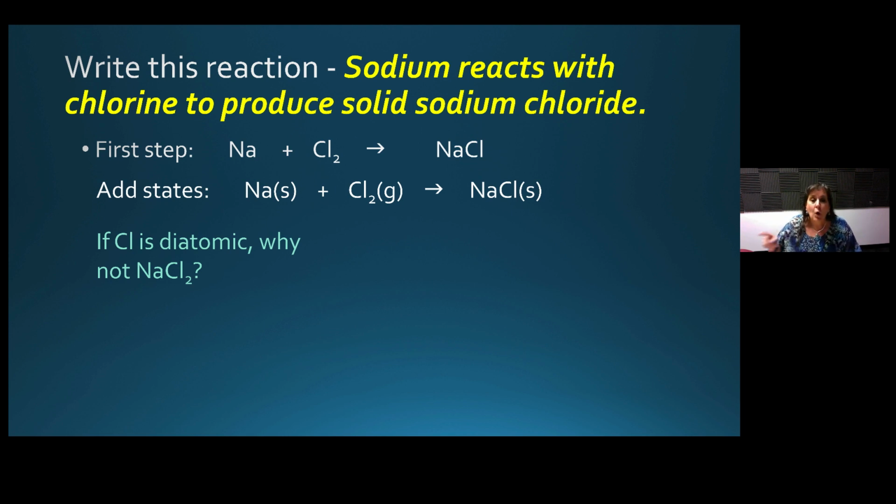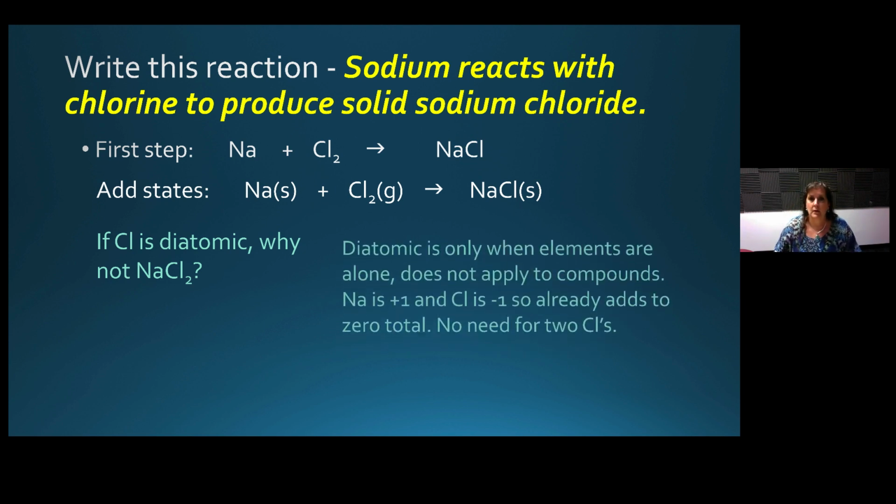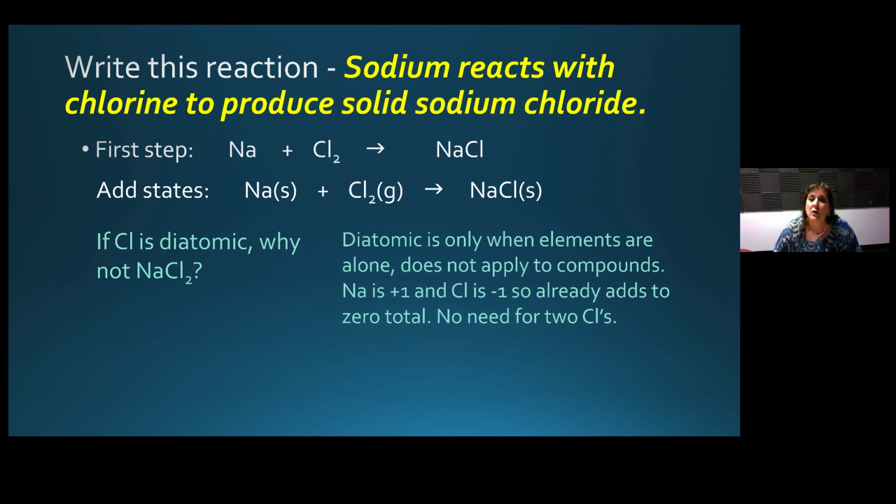So again, don't copycat. I call this copycatting. If you see that Cl2 and you want to bring the 2 over, that's wrong. Don't copycat. You never copy from the right side to the left side, or the left side to the right side. Never copy from the reactant chemicals to the product chemicals. So don't bring that 2 over. It's just NaCl, 1 Cl. So again, diatomic is only when elements are alone. It does not apply to compounds. Na is a +1, Cl is a -1. It already adds up to 0. No need for 2 Cl's.